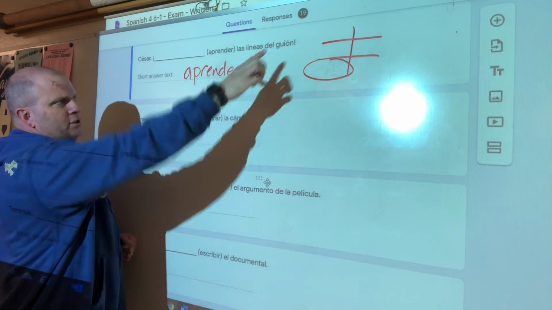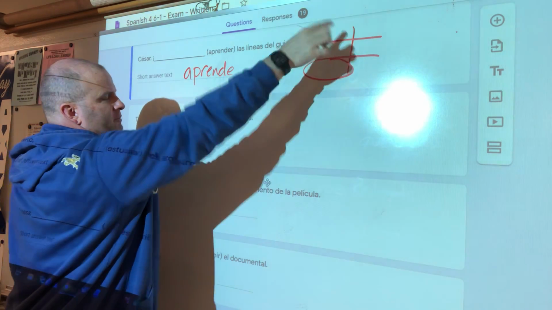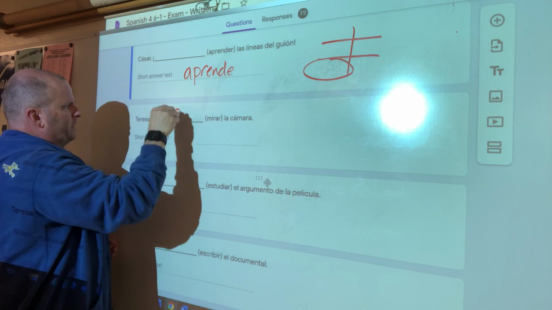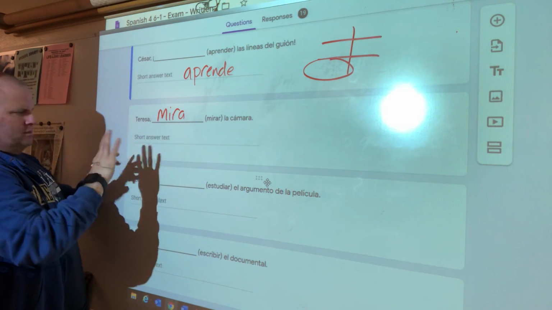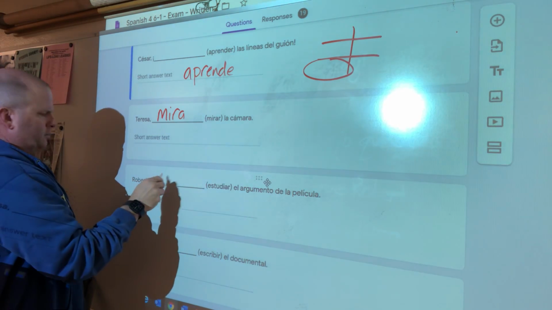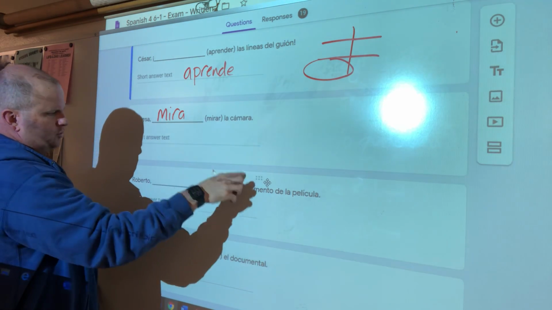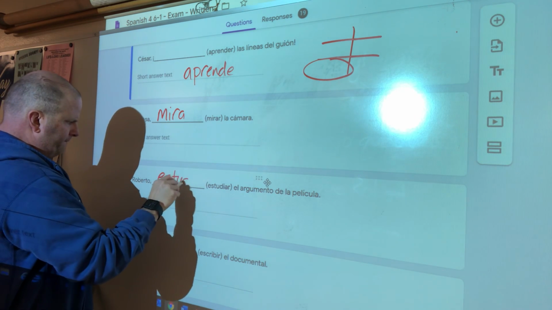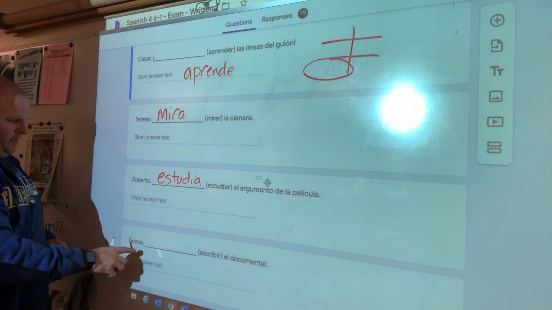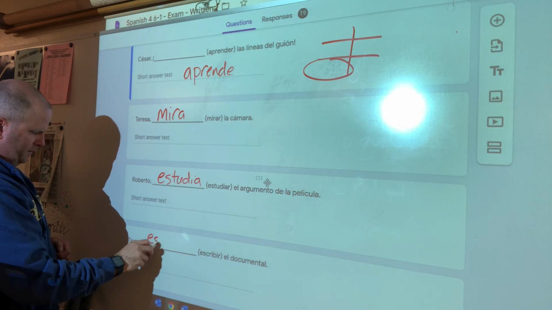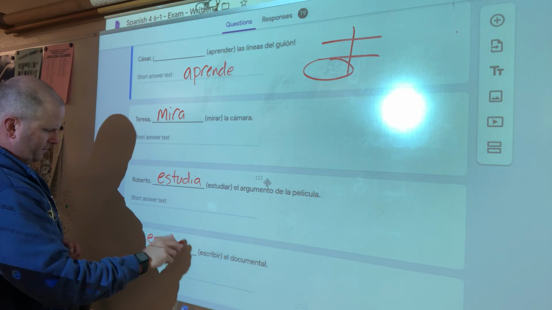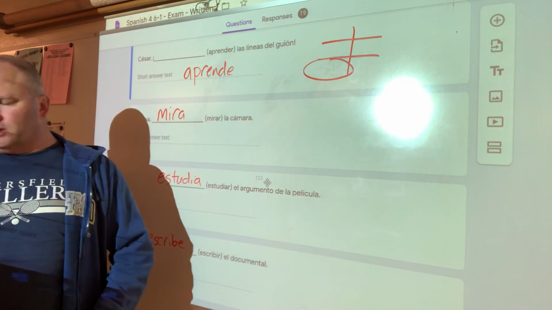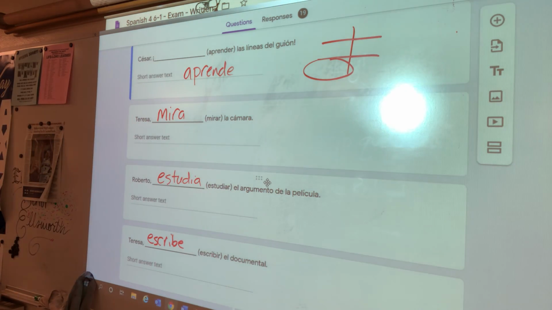Again, mirar, if you look at your form, you have miro, miras, mira, miramos, miran. So it's mira. I'll write it in there. That's it. Mira. No accents, no nothing. Here we have estudiar. So we have estudio, estudias, estudia, estudiamos, estudian. So we're going to pick estudia. And then down here, escribir, we have escribe. Okay? So we're just going back to Spanish 1, the él or ella form. That's what works.